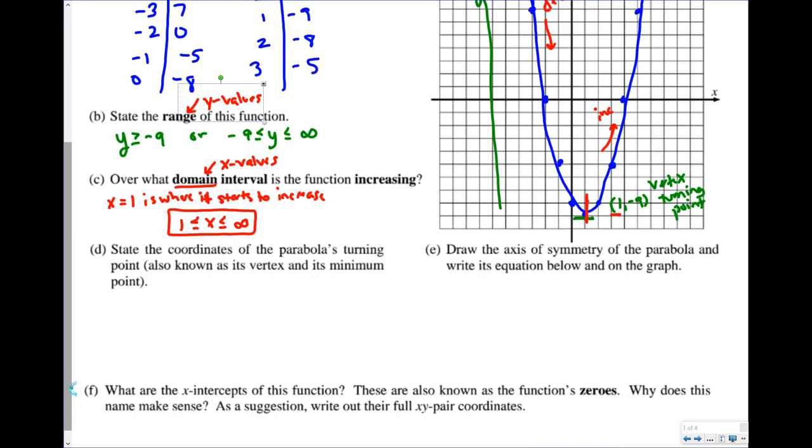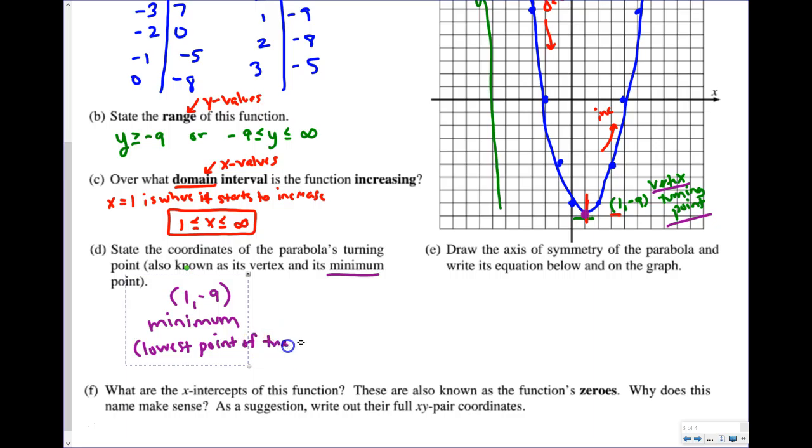D, state the coordinates of the parabola's turning point. We've already done that. That's this point right here, the big purple dot. That's my vertex, that's my turning point, and it's at 1, -9. This is also known as a minimum, because it's the lowest point of the parabola. Okay, all this vocab is really important. Things I'm underlining here, vertex, minimum, domain, range, all very important vocabulary.